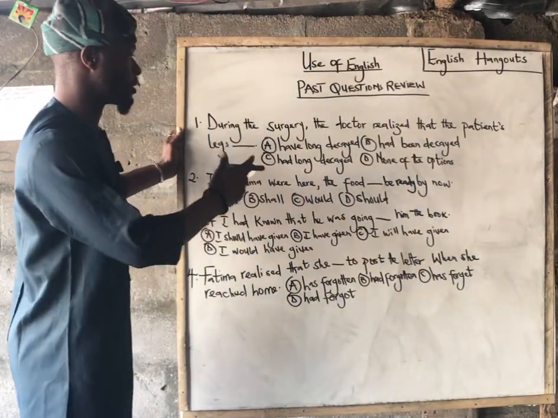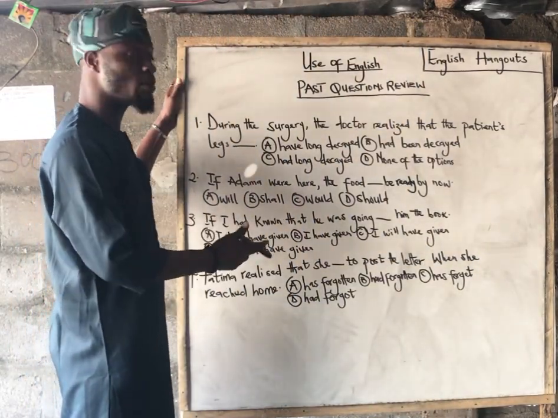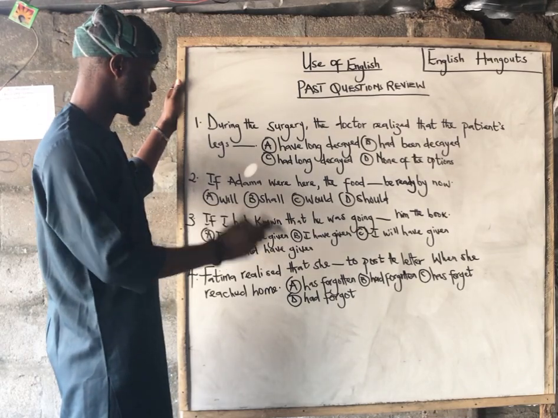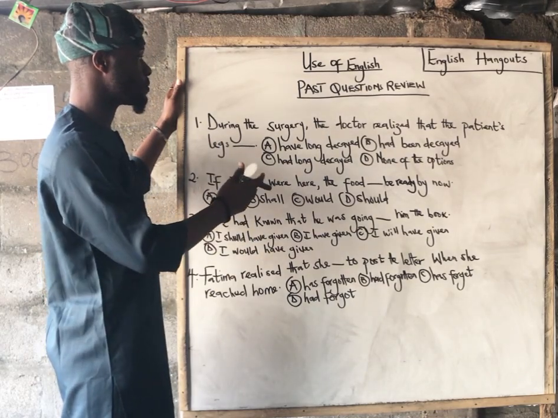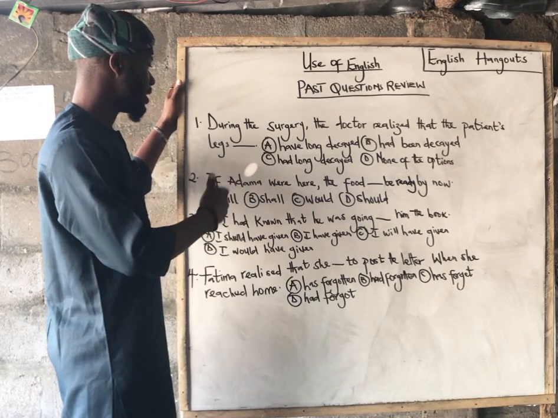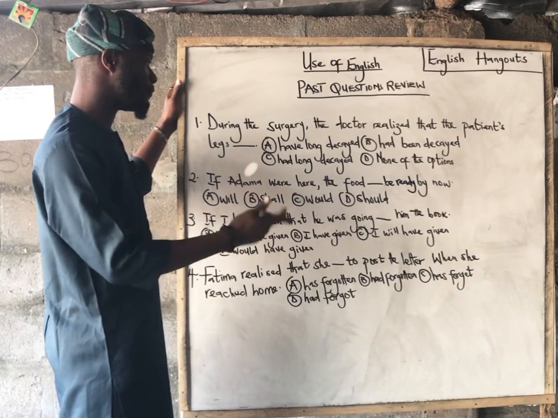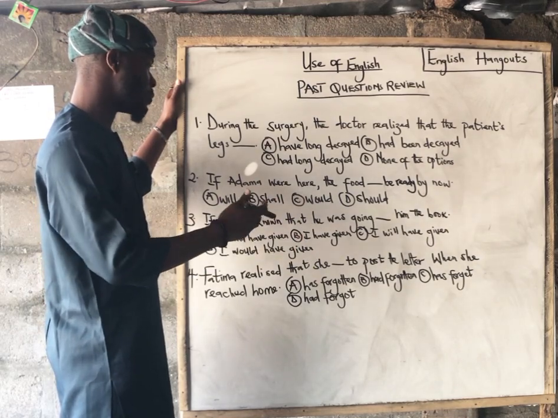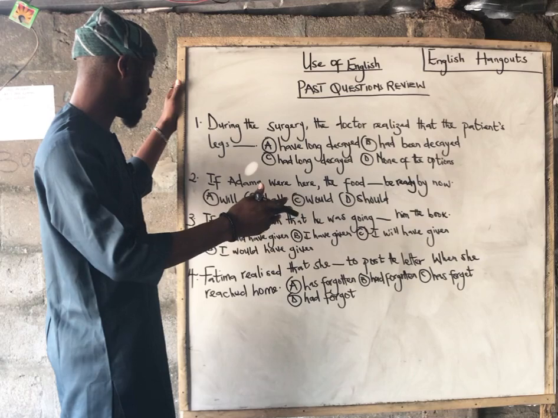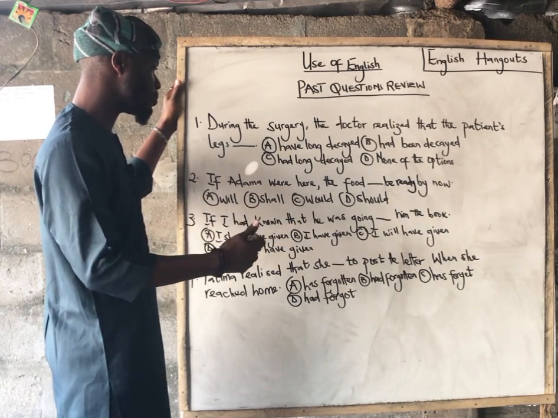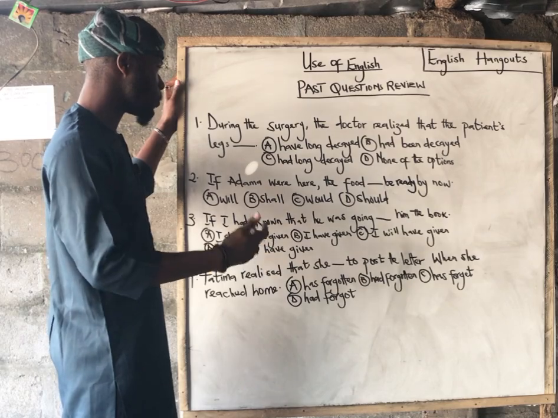Look at this whiteboard. There are some questions here. These questions are basically from the JAMB Past Question series. During the surgery, the doctor realized that the patient's leg dash. If Adama were here, the food dash be ready by now. If I had known that he was going, dash to him the book. Fatima realized that she dashed to post the letter when she reached home.